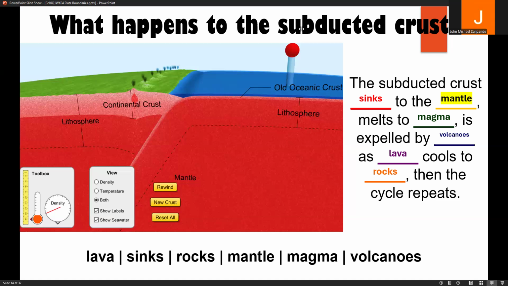So now that the sentence is formed, let me read it for you. What happens to the subducted crust? The subducted crust sinks to the mantle, melts to magma, is expelled by volcanoes. As lava cools to rocks, then the cycle repeats. So in Tagalog, yung lulubog na crust, mapupunta sa mantle, matutunaw as magma, ilalabas ng mga bulkan bilang lava, then lalamig bilang mga bato.